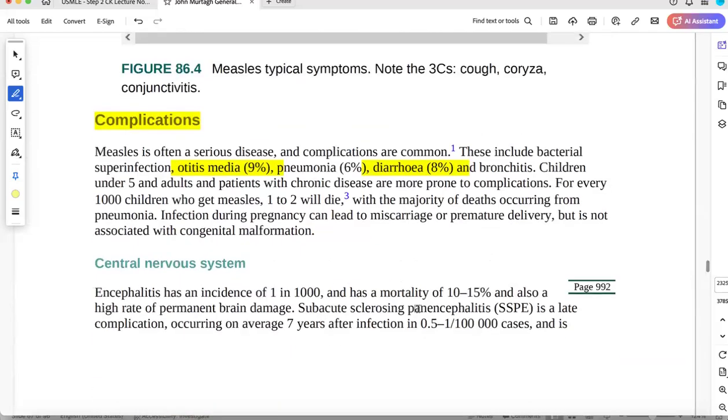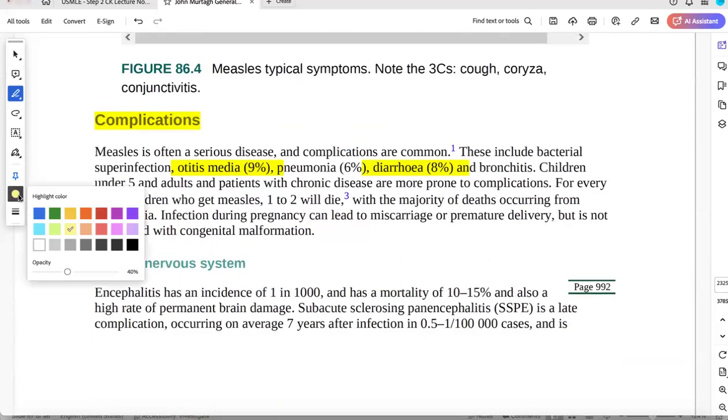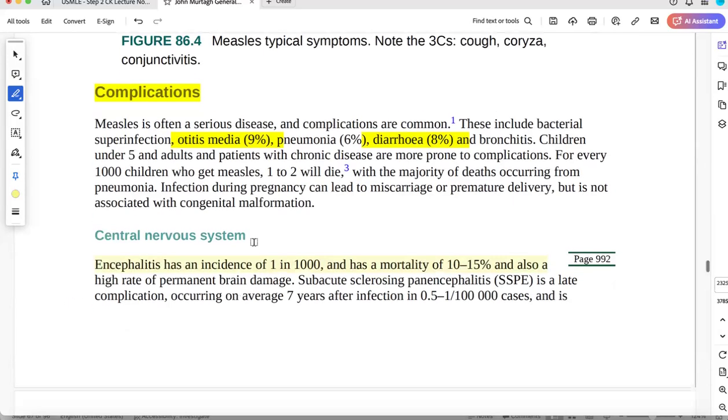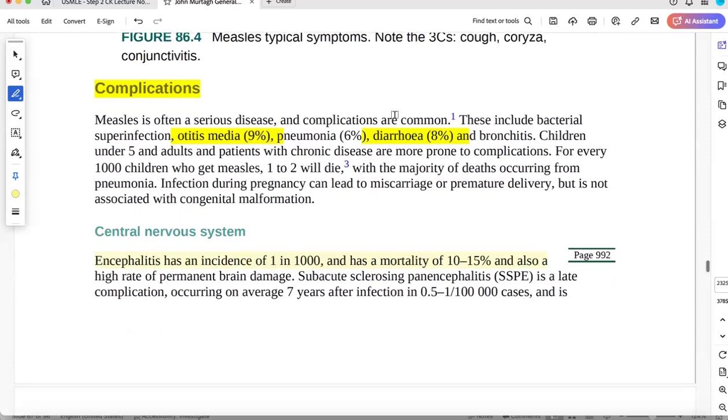Complications. Measles can be a very serious condition. The most common complications of measles are otitis media, then bacterial superinfection, pneumonia, diarrhea. Sometimes measles can be complicated with encephalitis as well, but it's not very common. But sometimes they ask you in the exam, what is the most common complication of measles? Then we go for otitis media or diarrhea.